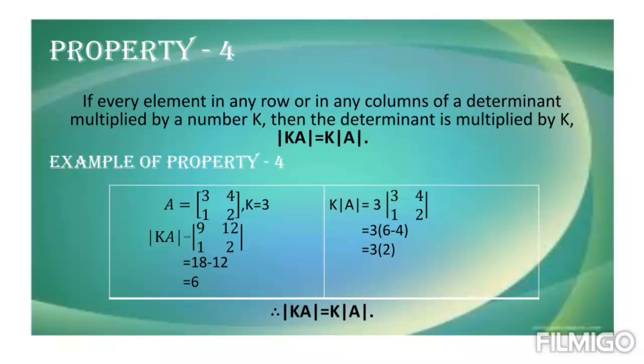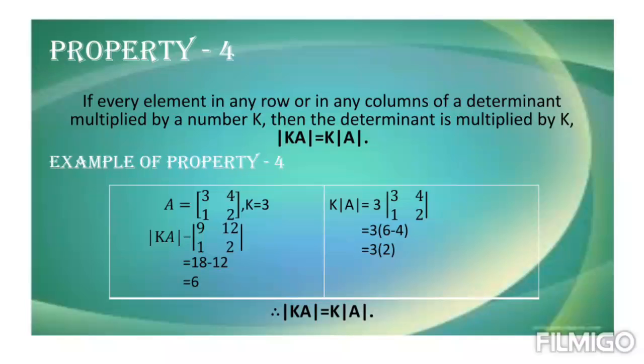Let's see our example. Here I consider a 2 by 2 matrix that is considered as A. This is equal to 3, 4, 1 and 2. And I consider k equal to 3. Now I want to multiply that k with the matrix. So I multiply the value of k, that means 3, with the first row. So I get the matrix 9, 12, 1 and 2, and its determinant value is equal to 6.